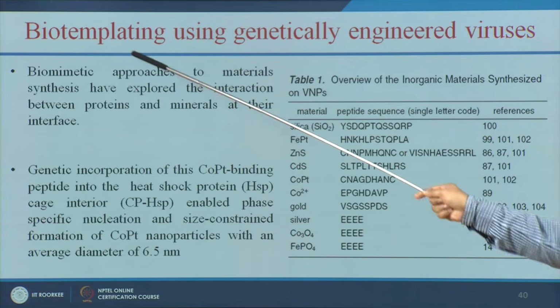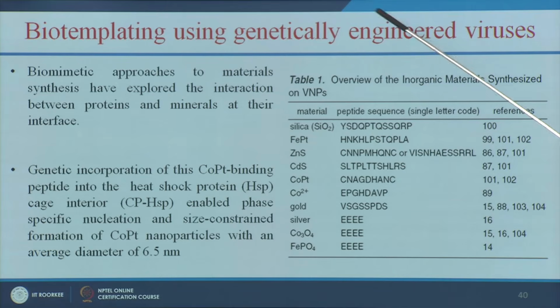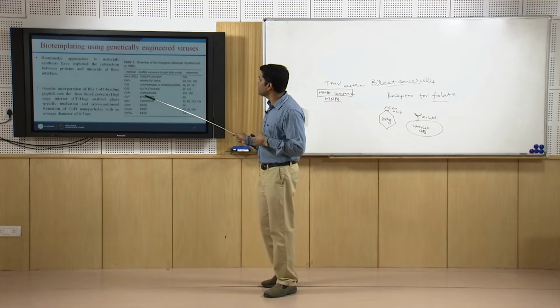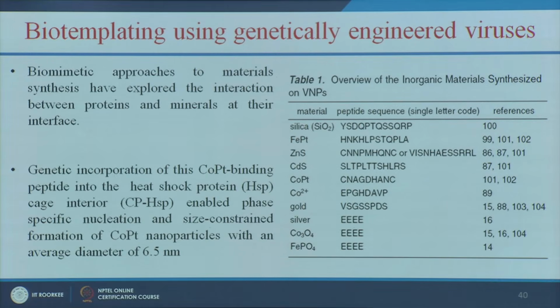And we can also enhance this biotemplating property by using a genetically engineered virus. Genetically engineering means you are modifying the genetic components like DNA or RNA of the virus. For example, if the virus is expressing this kind of peptide, it is more specific for silver nanoparticles, and if your virus is expressing this other kind of peptide, it is more specific for gold. So we can modify the virus by genetic engineering, and we can make it for further applications.